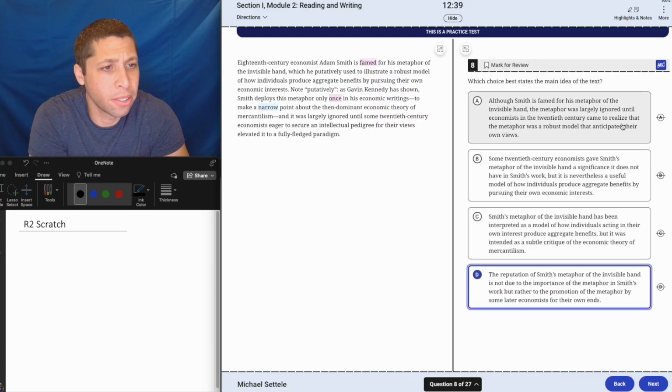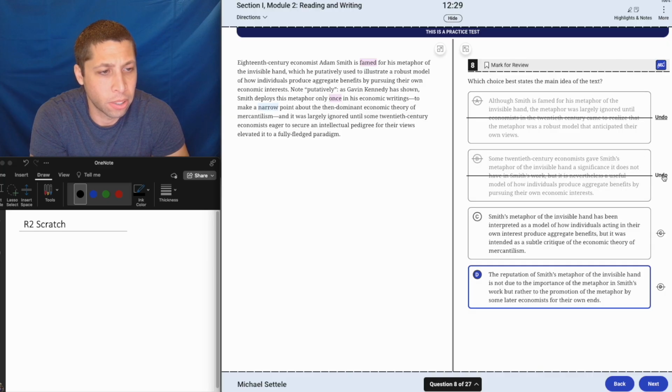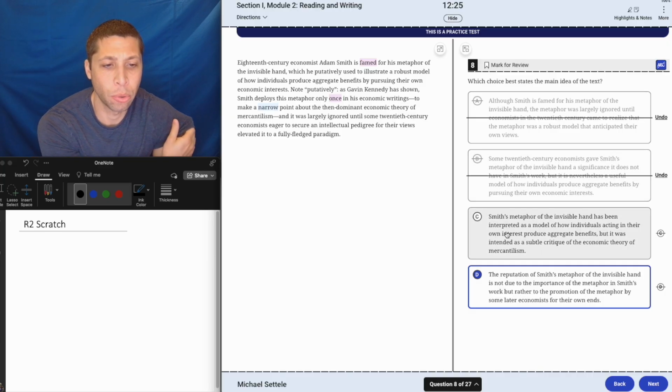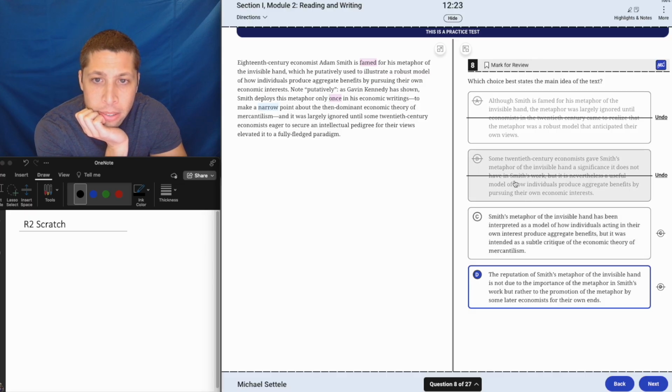I don't like it. It's not robust. They're using it for their own reasons. It never was a useful model. They're saying it's bad. Smith's metaphor of the invisible hand has been interpreted as a model of how individuals acting in their own interests produce aggregate benefits.